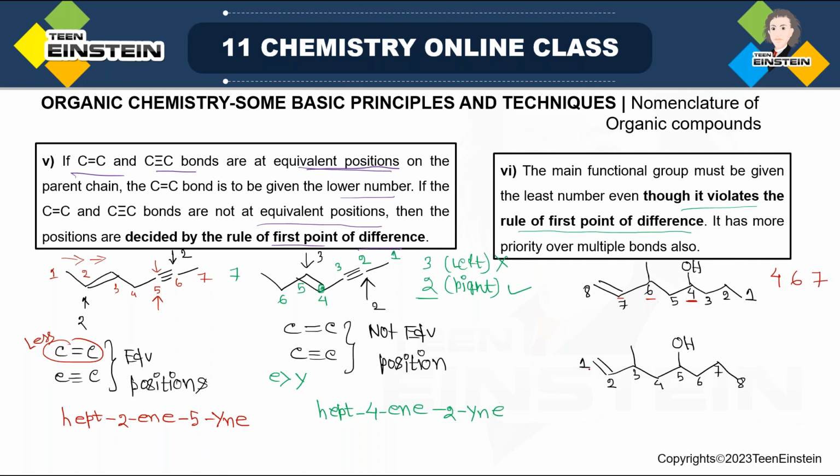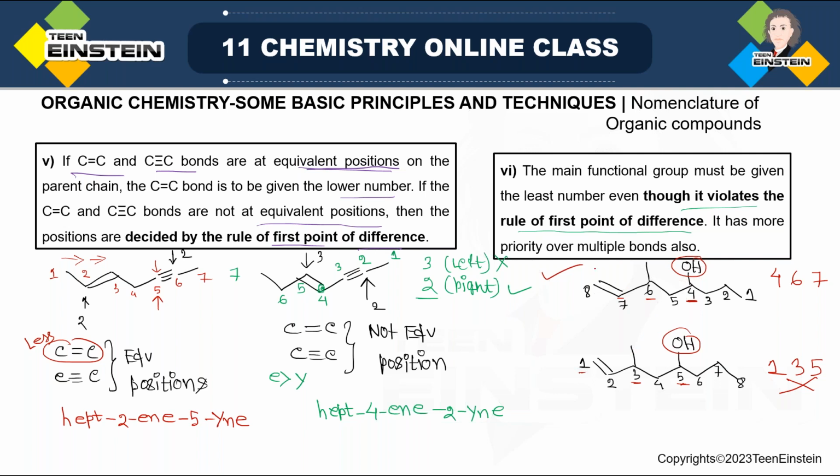But for the second one, at number 1 there is a double bond, then at 3 there is a methyl substituent, and at 5 there is OH. Now if you simply follow the first point of difference, you will accept 1, 3, 5, not 4, 6, 7. But this is cancelled. Why is this cancelled? Because in this case, OH is getting 5. In the previous case, it is getting 4. So that is why this will be accepted.